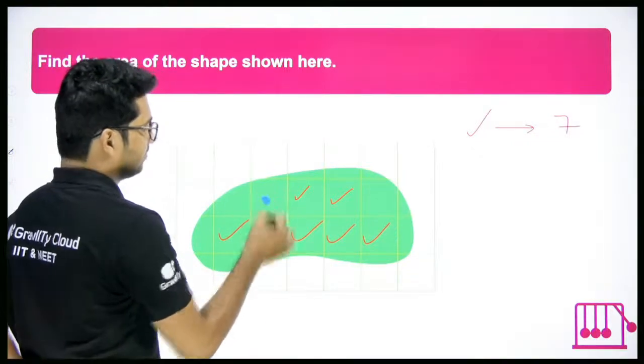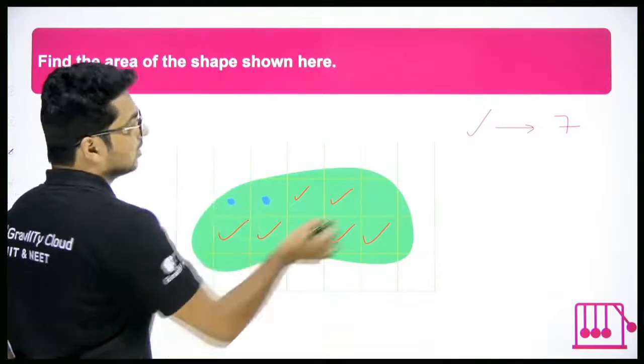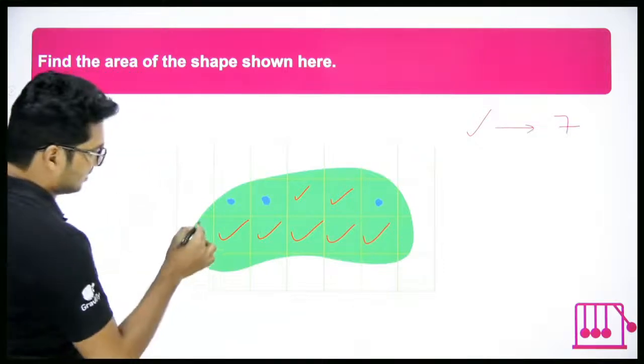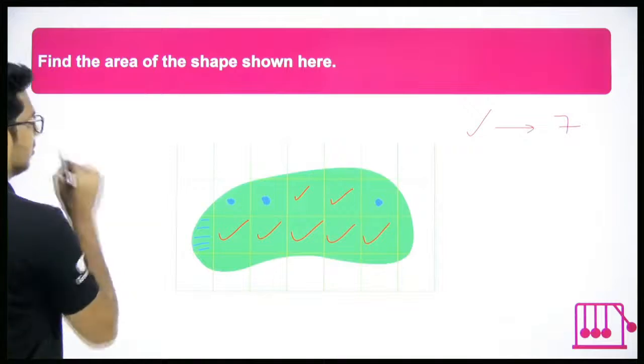1, more than half. 2, this also more than half. 3, more than half. That's it. What about this? I don't think it is more than half. It will be less than half itself. So I'll not go into that.